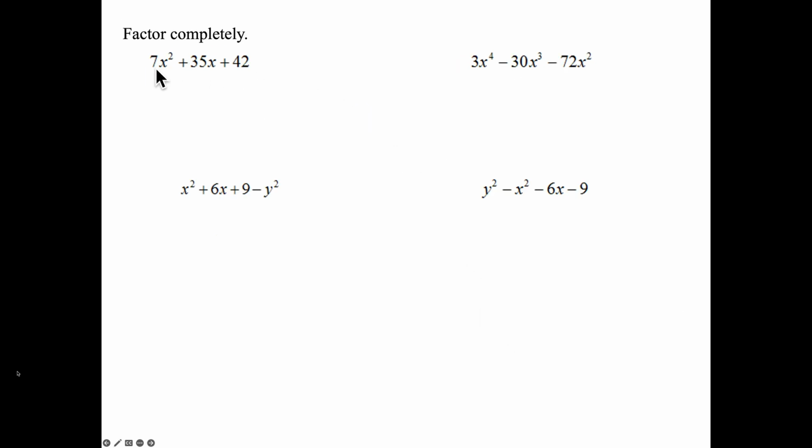Factor completely. We have 7x squared plus 35x plus 42. Wait a minute. We have a GCF of a 7. Factor that out. I now have 3 terms. Go to step 3. All right. Plus 6. Same signs. Both plus. What two numbers multiply to be 6 and add up to be 5? We can use that shortcut because there's a 1 in front of my x squared. That's right. Plus 3 plus 2.